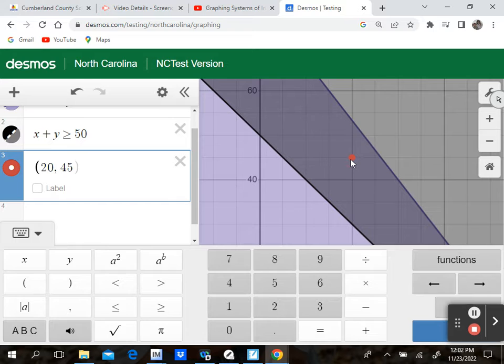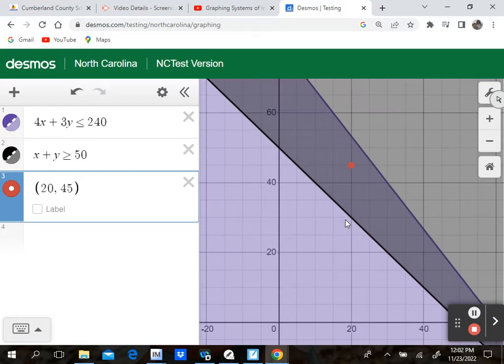Like I said on here, you can zoom, count, whatever makes it easier for you, but you do need to make sure that you are in that shaded area, okay?